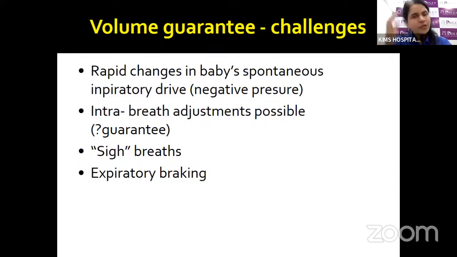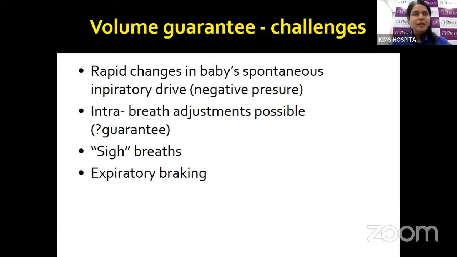But volume guarantee, although it seems to be almost perfect, also has some challenges. Now, what are these challenges? One is, we know that whenever we are dealing with a baby who is not sedated and who has spontaneous respiratory drive, the changes in the tidal volume will not only depend upon the peak pressure that the ventilator delivers, but also on the baby's own spontaneous efforts or the negative inspiratory pressure generated by the baby's own efforts. So when there are rapid changes in the baby's spontaneous inspiratory drive, there can be a lot of fluctuations in the tidal volume generated and in the PIP required in the next breath.